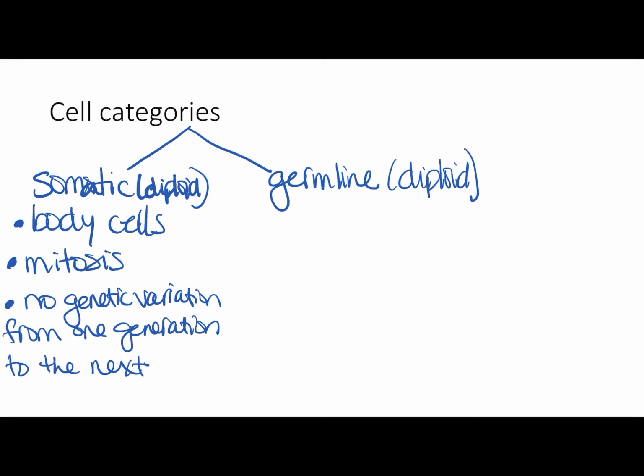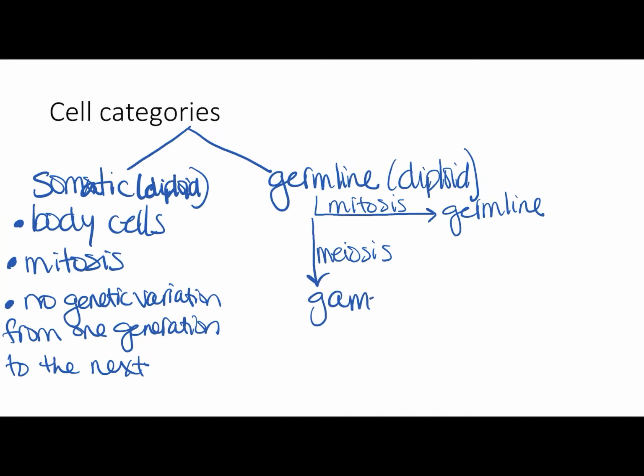Germline cells have 2 possibilities when it comes to cell division. They can divide by mitosis to create more germline cells, or they can divide by meiosis to create gametes. Gametes are sex cells. So eggs in females, sperm in males. Gametes are haploid.